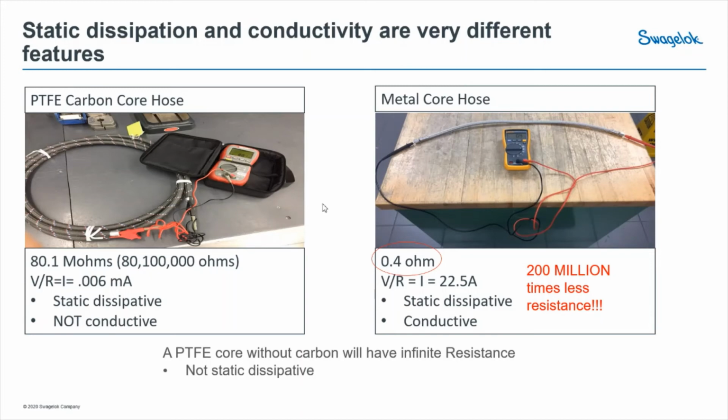So the takeaway is just because a hose has static dissipation and has that carbon core does not make it conductive. We do have a variety of offerings with conductive hoses, both with the Teflon core and obviously the stainless steel core. So just know that and know the difference and know when you need each.